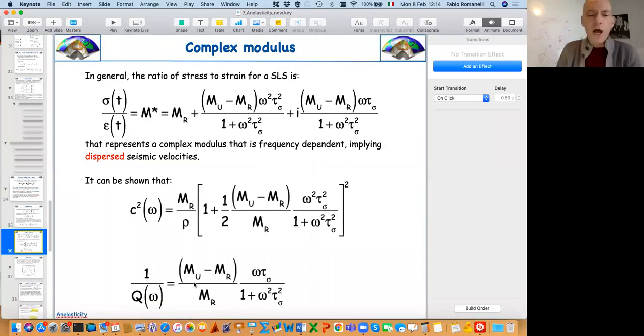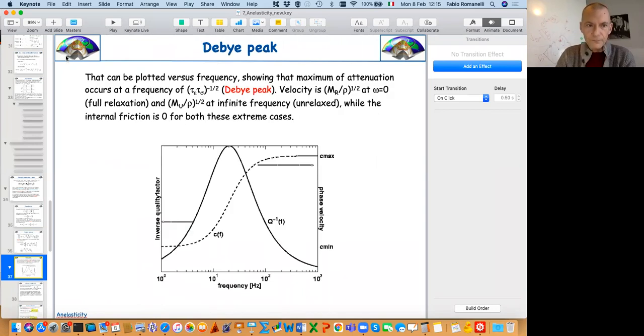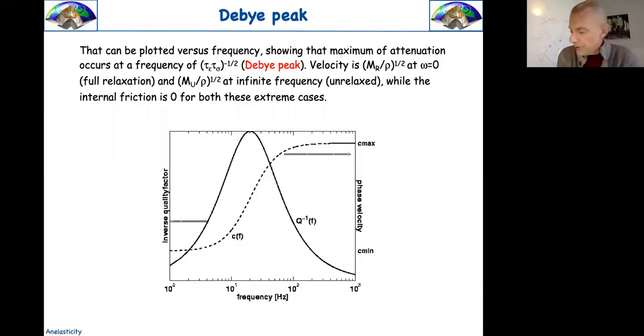So look at Q now. 1 over Q is a way to express attenuation. And if mu is equal to mr, this is 0, and Q is going to be infinite, because 1 over Q will be 0. Okay, now, end of the second part of the lecture.